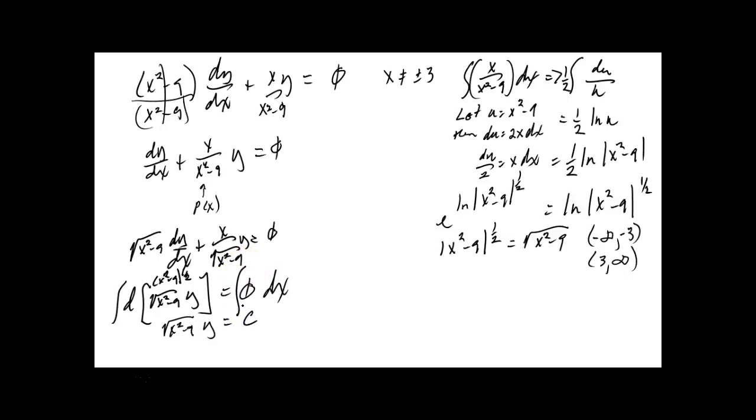Now, the y then is equal to c over the square root of x squared minus 9. Okay? And again, you see that x can't be plus or minus 3. We already said that. It can't be anything between minus 3 and 3. So in one of those two intervals, that is your solution. Okay.